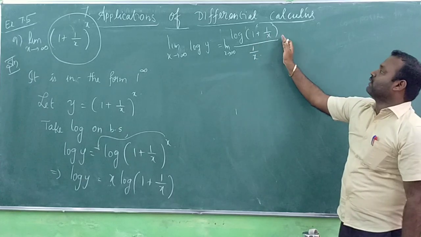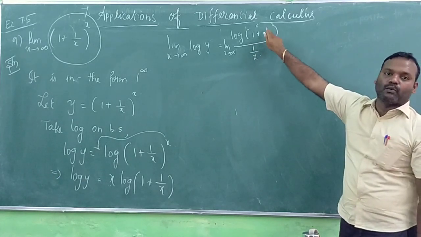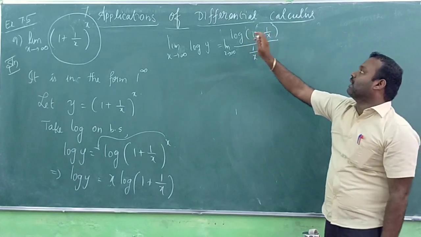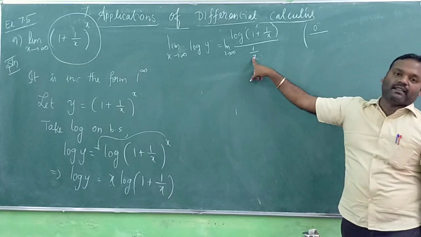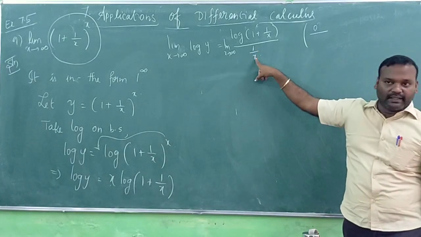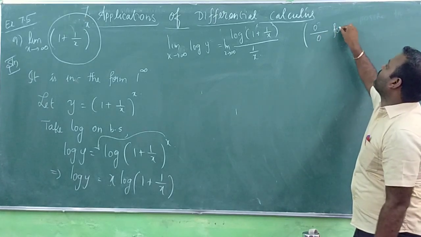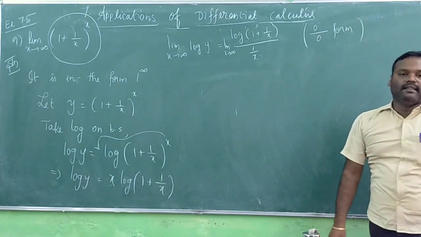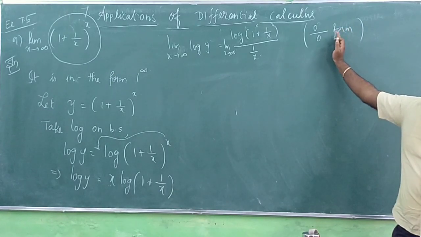So now we are going to substitute the limit. When you are substituting x tends to infinity means 1 by infinity is 0, log 1 is 0. So numerator is 0. In the same way, when you are substituting x as infinity, now once again 1 by infinity, which is also 0. So it takes the form 0 by 0. So if it takes the form 0 by 0, now we can apply L'Hopital's rule.